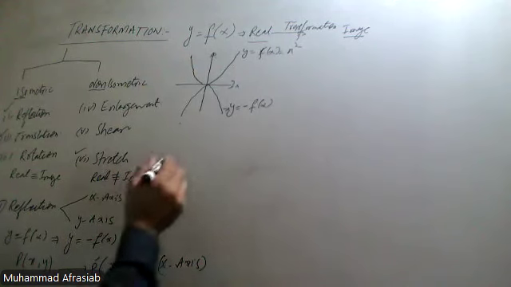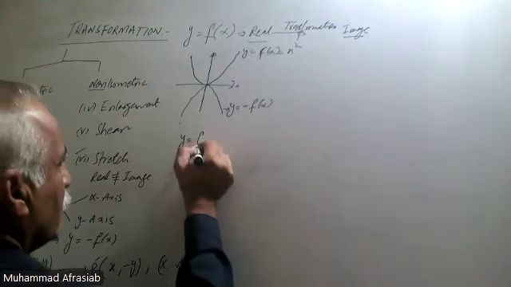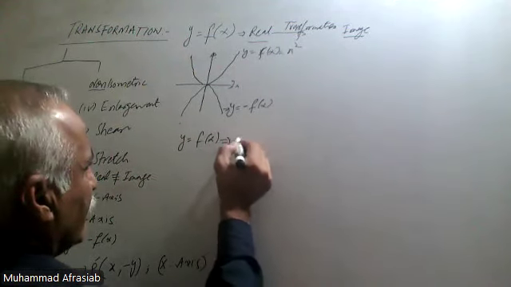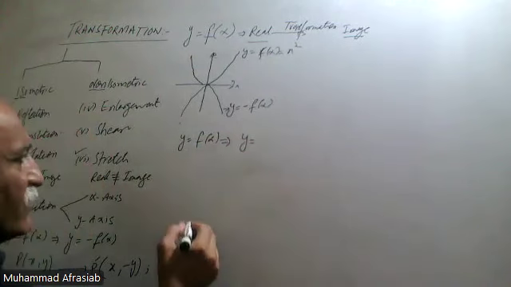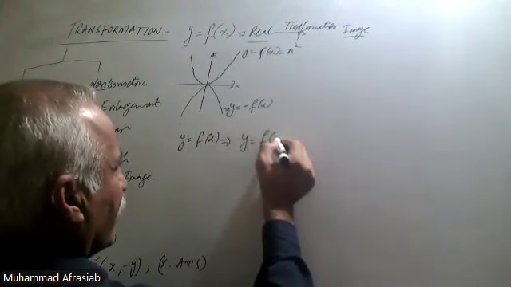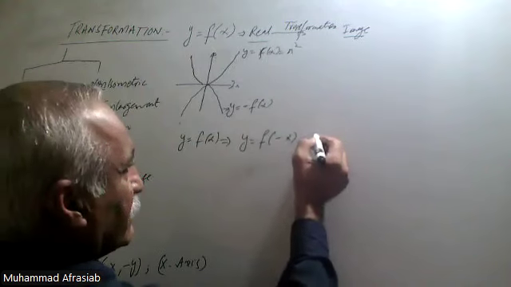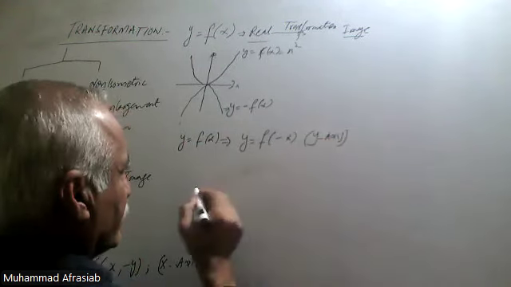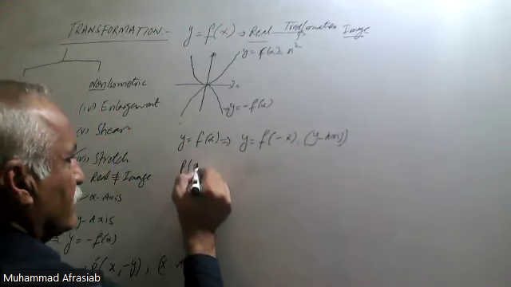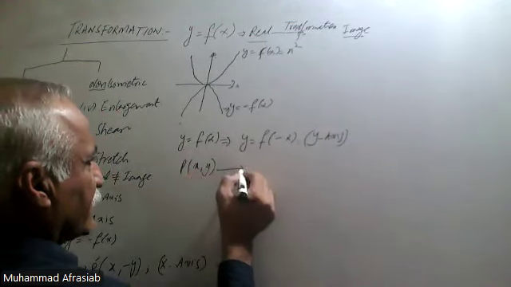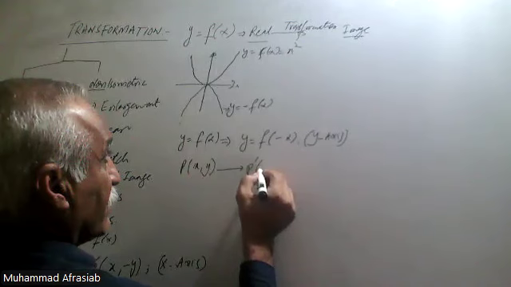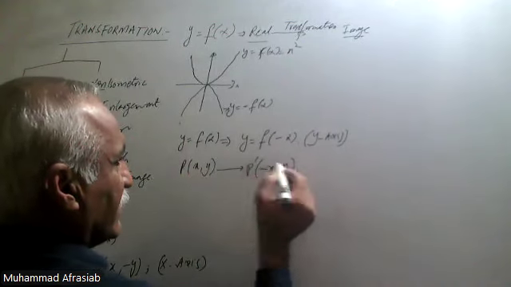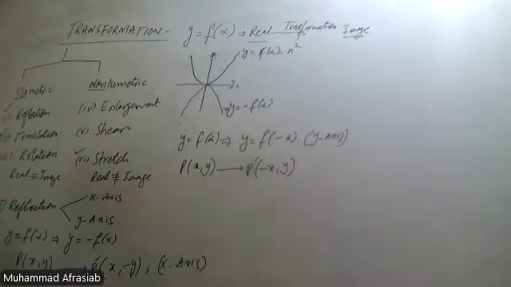Again, if y is equal to f of x, and now you draw y is equal to f of minus x, then it is the reflection due to the y-axis. In simple words, if point P is (x, y), then P dash will become (minus x, y). This means all x coordinates will be changed and the y coordinate remains the same.